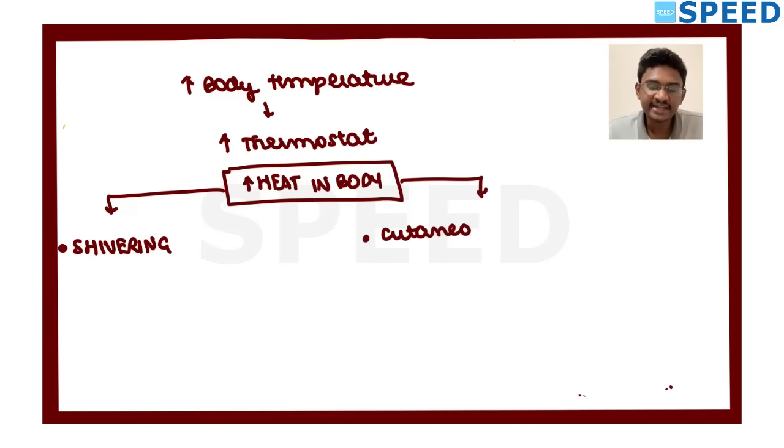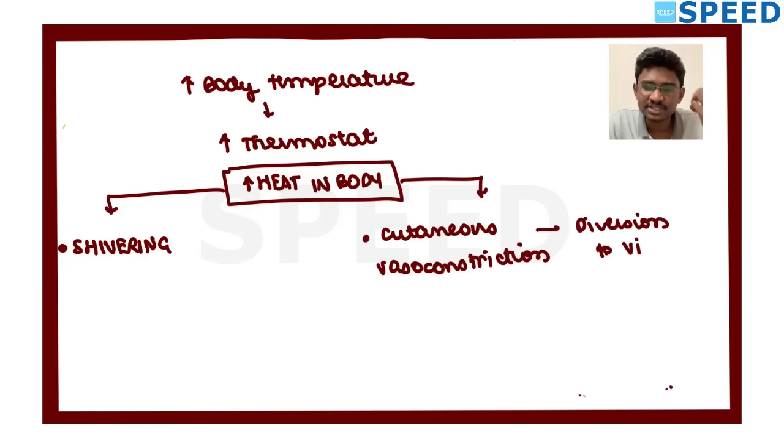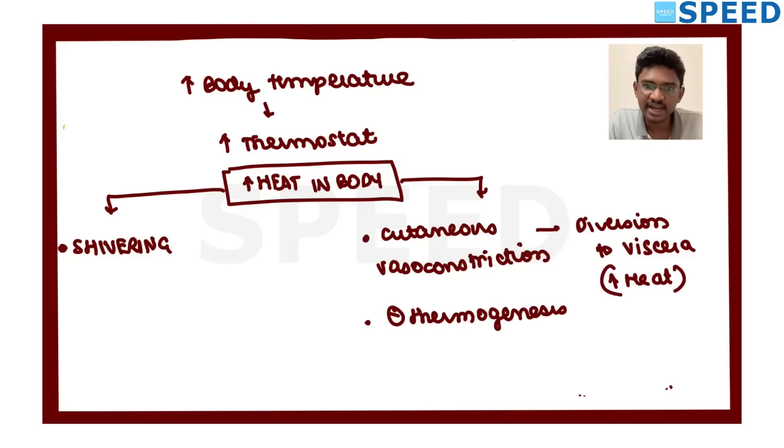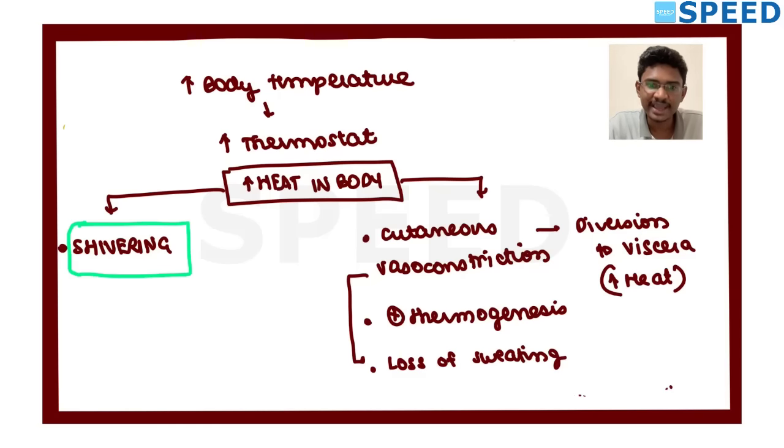To produce heat, what we can do is shivering. During shivering, a lot of muscles are contracted and produce lots of heat. So shivering is a good mechanism to increase heat. The next mechanisms are cutaneous vasoconstriction, so that blood flow to the skin is reduced and no sweating happens, so that the heat is diverted to visceral organs. Next, thermogenesis should be stimulated, not inhibited. So obviously the answer should be shivering.